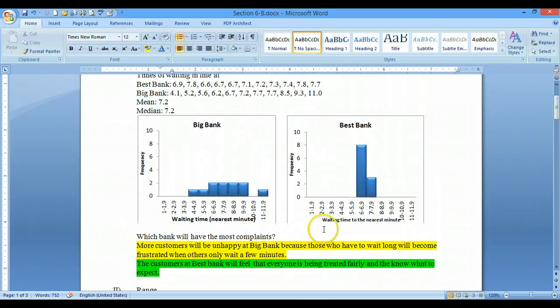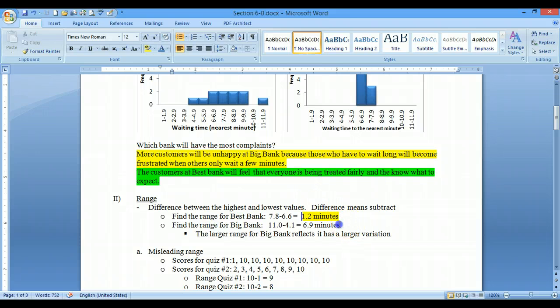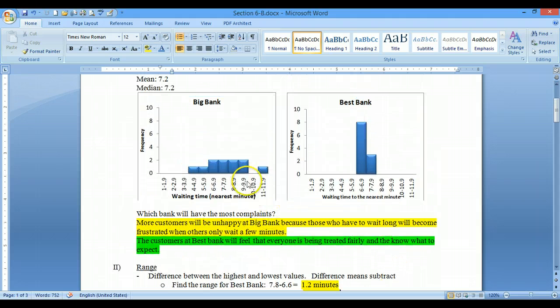The range for Big Bank, right here, the high is 11 and the low is 4.1 because this was in order from low to high. 11 minus 4.1 gives us 6.9 minutes. The larger the range, in this case especially for Big Bank, it's reflecting that it has a larger variation, meaning I have a lot more variety at Big Bank versus Best Bank.